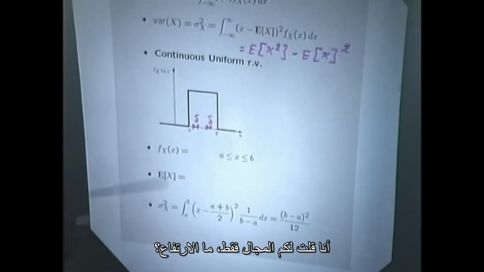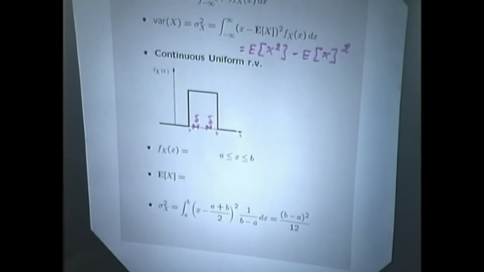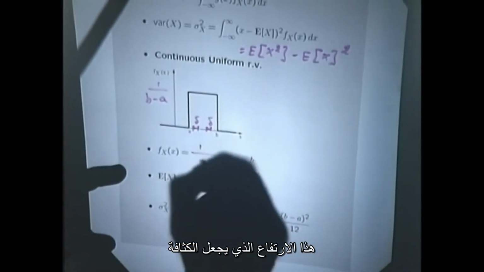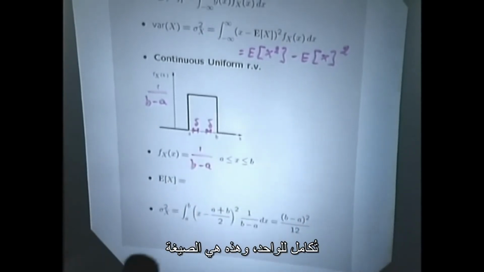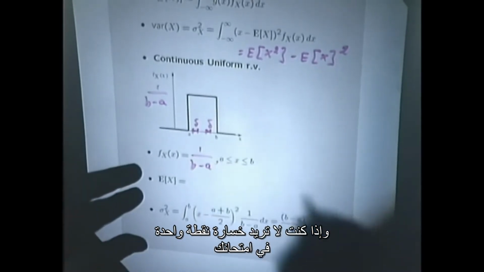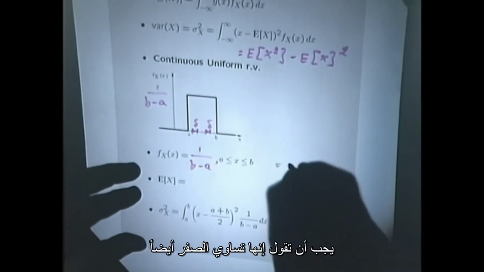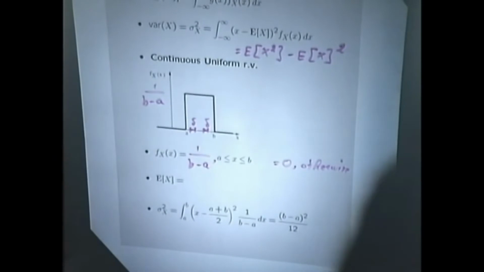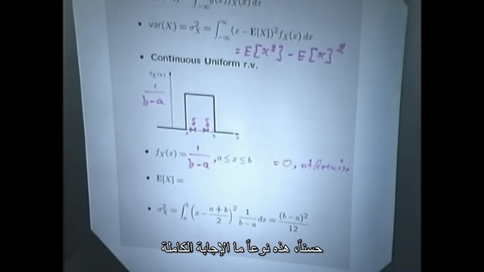All right, so what's the formula for this density? I only told you the range. What's the height? Well, the area under the density must be equal to 1. Total probability is equal to 1. And so the height, unescapably, is going to be 1 over b minus a. That's the height that makes the density integrate to 1. So that's the formula. And if you don't want to lose 1 point in your exam, you have to say that it's also 0 otherwise. Right? That's the complete answer.